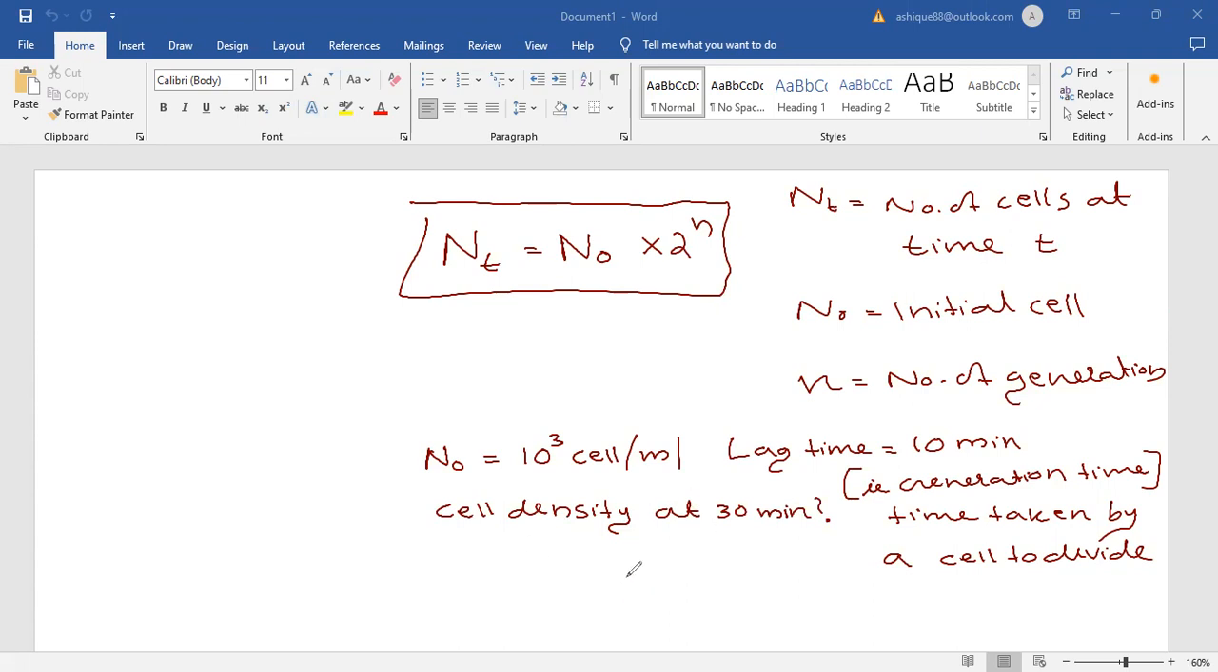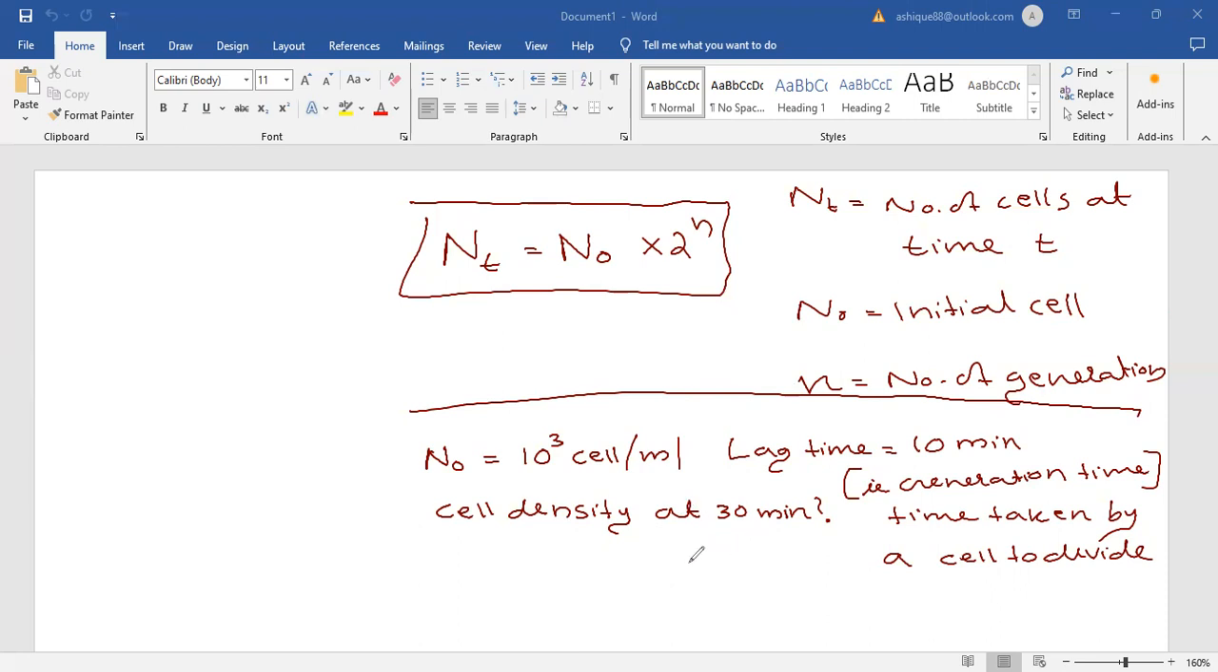Okay, come on, try to do it. N0 is given to you. What will be the cell density at 30 minutes? That is the question. Okay, anyhow, I will do this question.